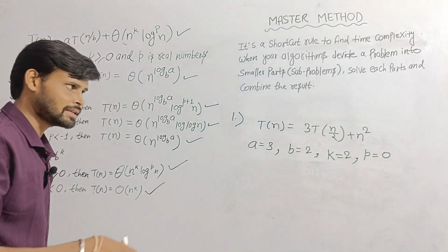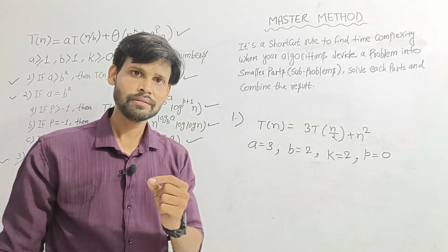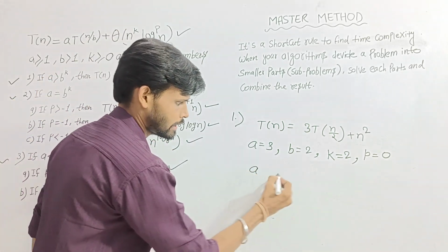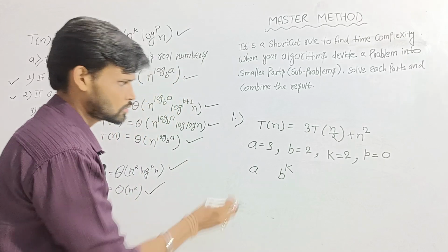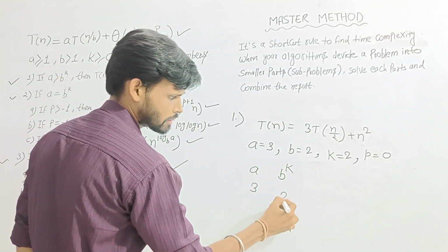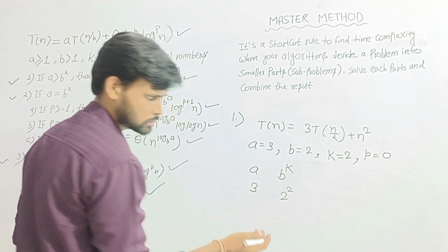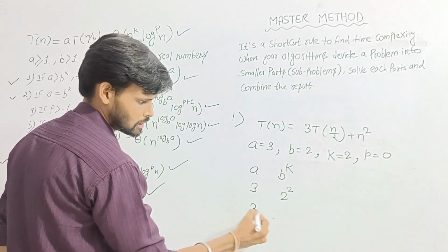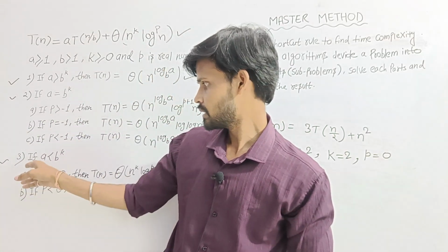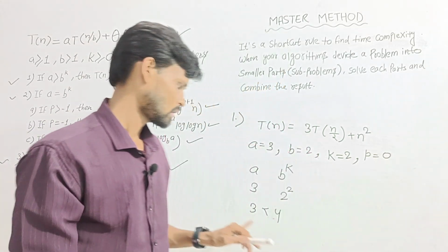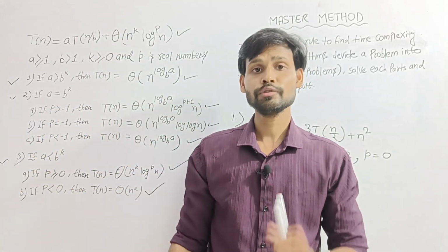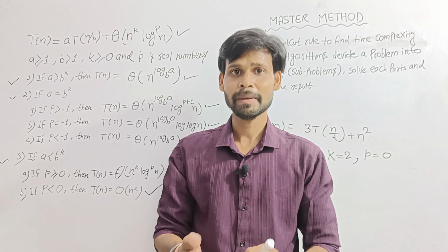Next, you will have to check the relation between a and b power k. What is the value of a? That is 3. What is the value of b? That is 2. What is the value of k? That is 2. You can see 3 is less than 4. Which case is applicable? That is a less than b power k, 3 less than 4. Again you will have to check another case that depends on the p value.